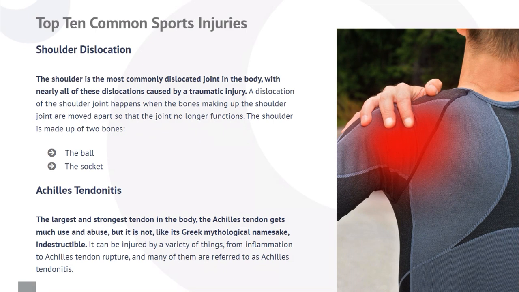Achilles tendonitis. The largest and strongest tendon in the body, the Achilles tendon gets much use and abuse, but it is not, like its Greek mythological namesake, indestructible. It can be injured by a variety of things, from inflammation to Achilles tendon rupture, and many of them referred to as Achilles tendonitis.